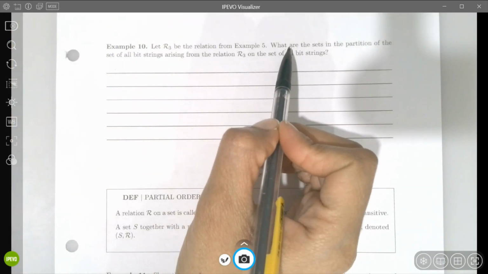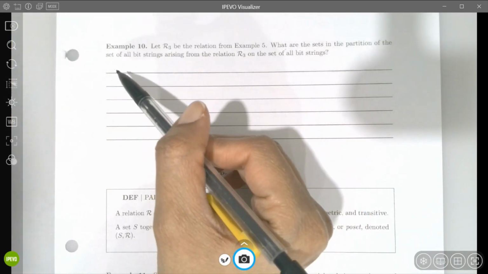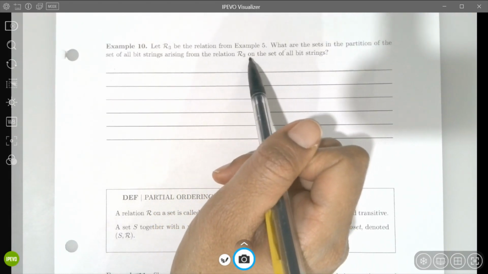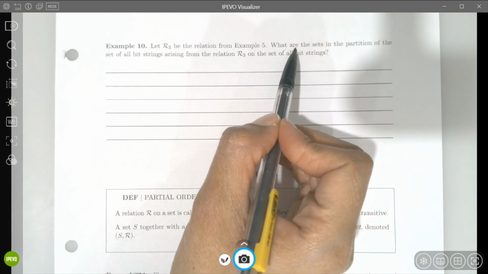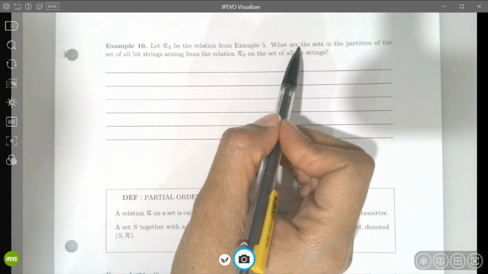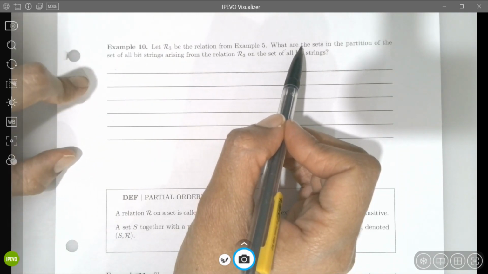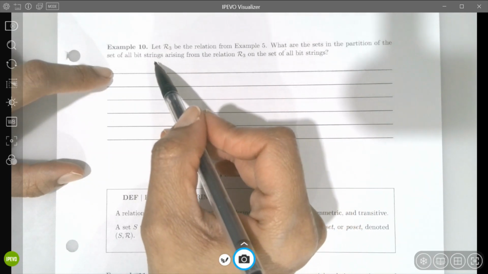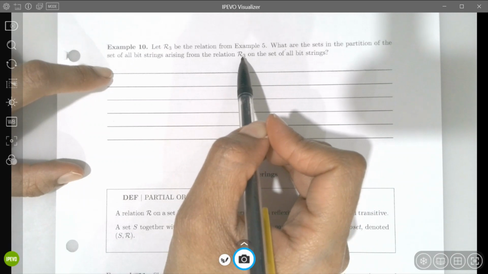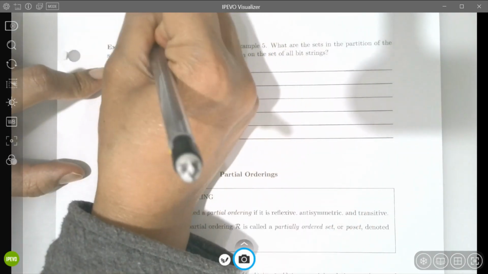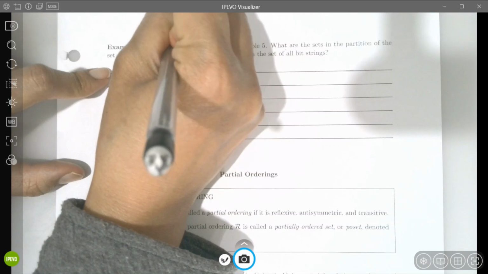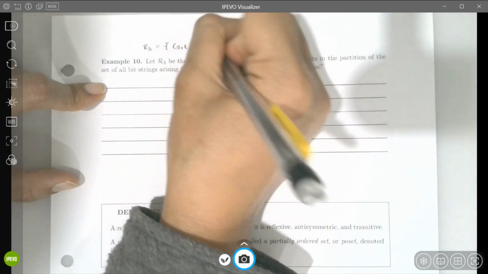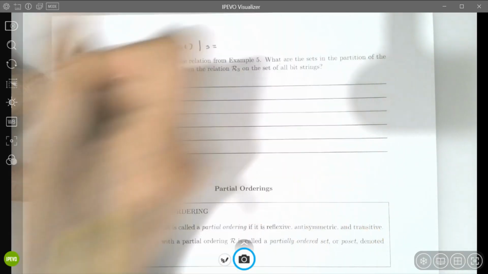The question is, what are the sets in the partition of the set of all bit strings arising from the relation R3 on the set of all bit strings? Okay, so let's take a moment to digest what this is asking for. They want us to find all the sets that are going to partition the set of all bit strings. So if we think about what R3 does, R3 takes two strings and pairs them together if both strings have the same first three bits.